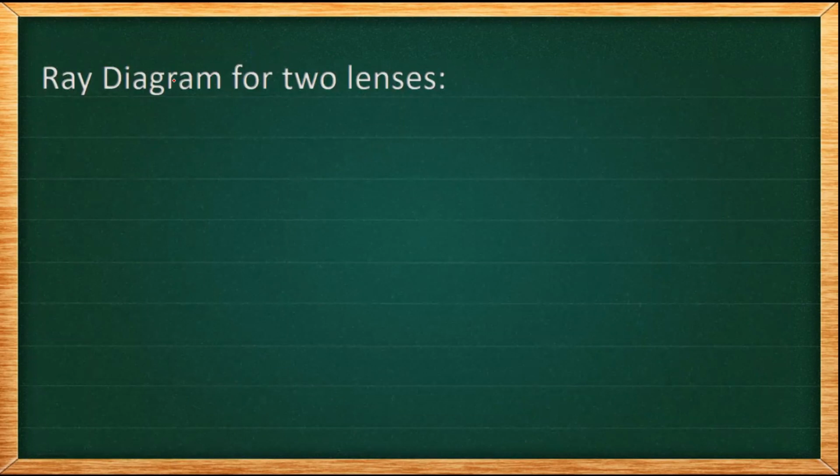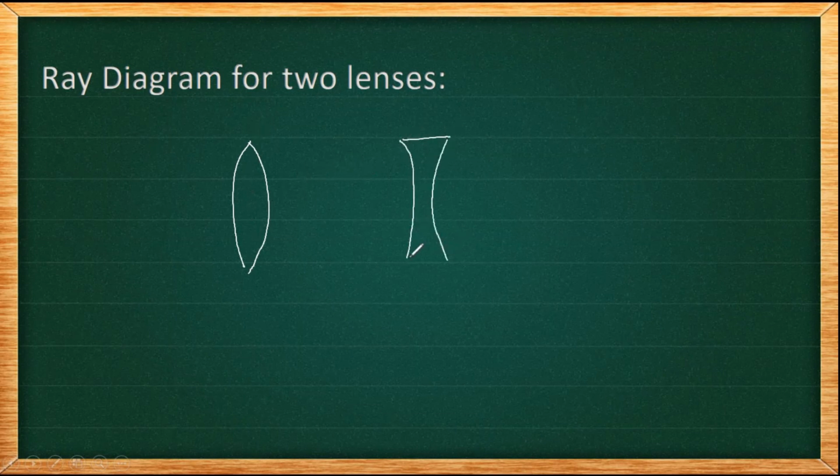Now, what if we have 2 lenses? When we have 2 lenses or even multiple lenses, say for example, I have here a converging lens, and then I have here a diverging lens. And say I have an object here. So let me define this as lens 1 and this as lens 2. And let me call this object 1. Oh, wait. Why is the object up there?